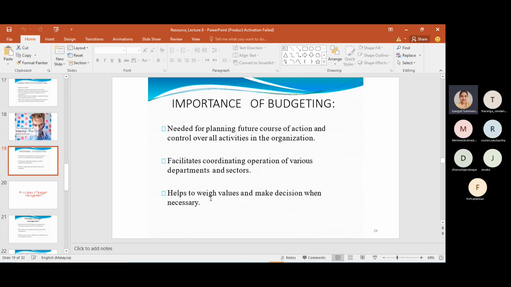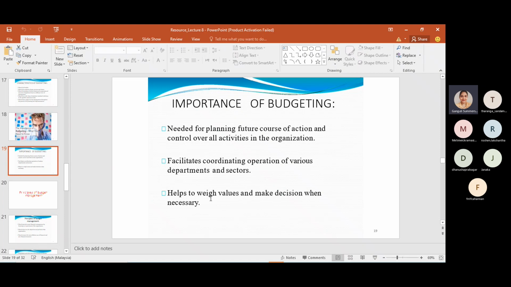These budgets are actually called departmental budgets. The budgets that are prepared by each and every department are called departmental budgets. The HR department will make their budget, the production department will make their budget, the QA department will make their budget, and the research and development, the R&D department, will make their budget.